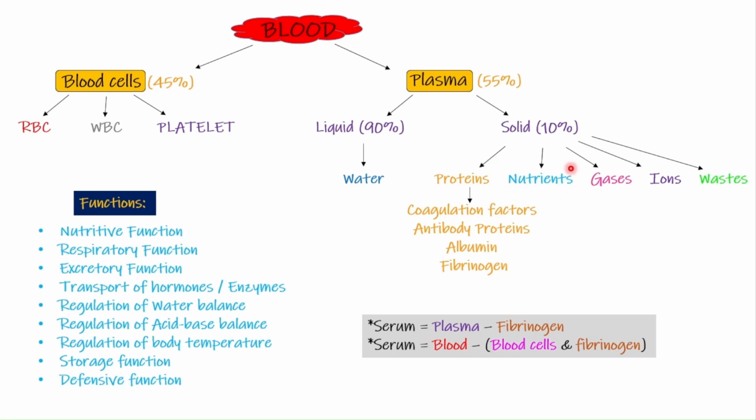Then there are nutrients. So blood also supplies nutrients to all the organs. Then we have gases. Blood supplies oxygen to the tissues and removes carbon dioxide from the tissues. Then ions are present in the blood, so blood is involved in the ionic balance of the body. And then there are waste products in the blood, so blood is involved in removal of the waste products. So these all are the functions of the blood.